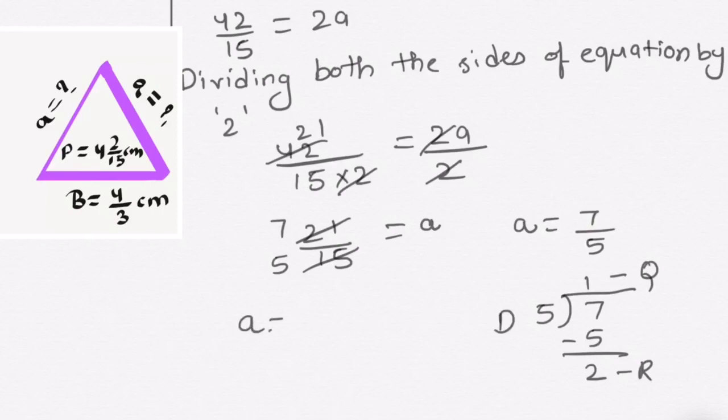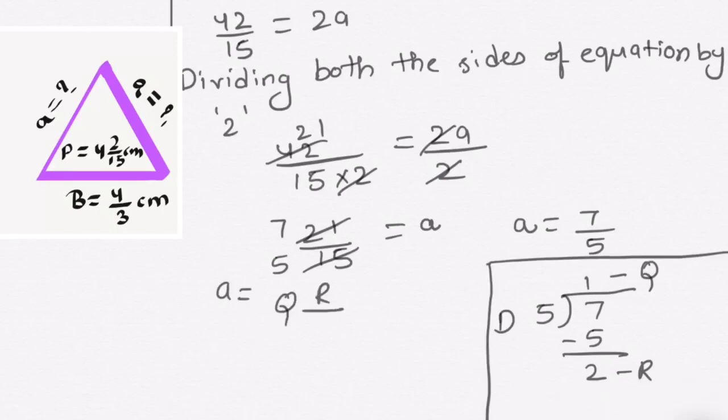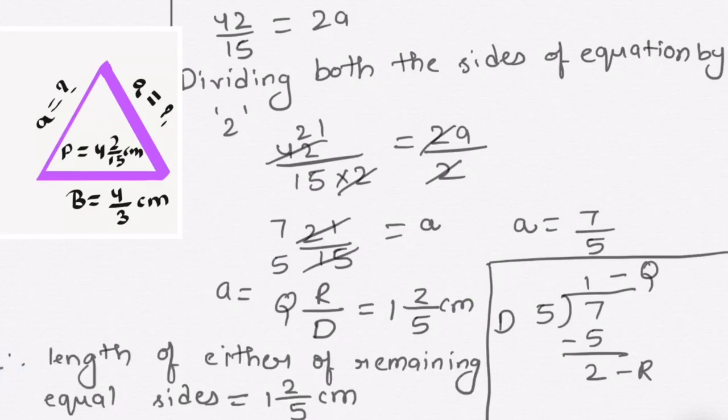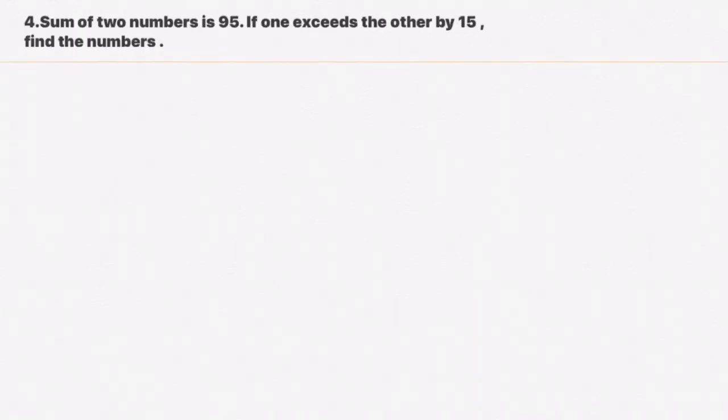Converting this improper fraction into a mixed fraction as QRD. Quotient will come in the middle, that is 1, remainder in the numerator and divisor in the denominator. 1 as a quotient, 2 as a remainder and 5 as a divisor. Therefore, the length of the either of remaining equal side is equal to mixed fraction of 1 2 upon 5 centimeter. Fourth question, the sum of two numbers is 95.